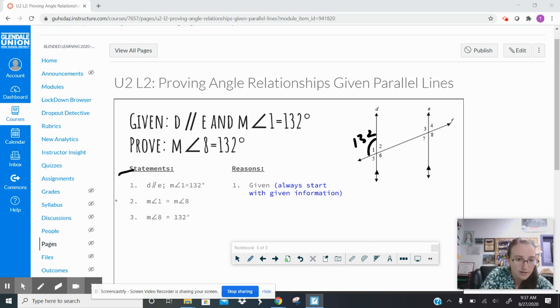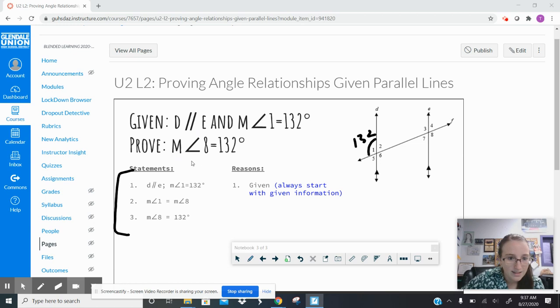So here's all my statements. I need to give my reasons. Now again, my first reason is always given, guaranteed, 100%, you can assume this. Our first reasons are always going to be the givens because that's what we're working with, right? So we listed two things here. We listed both that D was parallel to E and that angle 1 is 132, because that is given information. It's given to us.